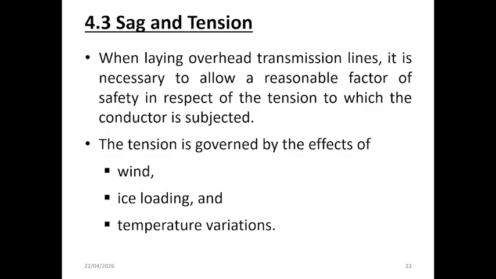So the tension in the conductor is not constant and is influenced by various environmental and operational conditions. In particular, wind pressure can introduce additional horizontal loading. Ice accumulation increases the vertical weight of the conductor, and temperature variations cause expansion and contraction of the conductor material. So these combined effects directly impact both sag and tension along the span.